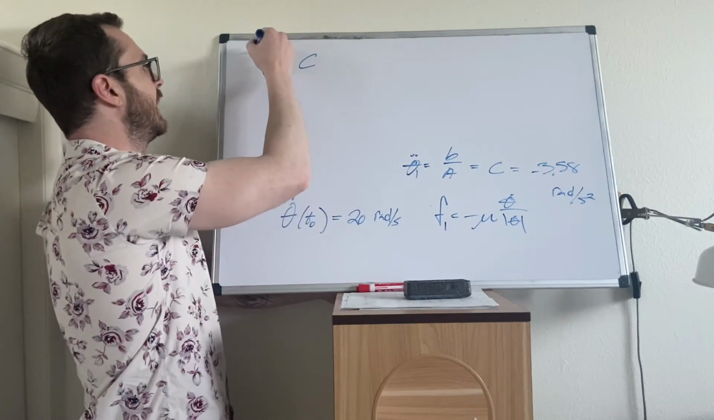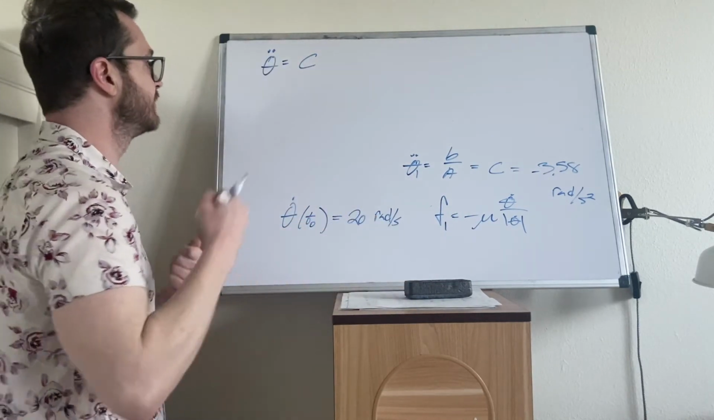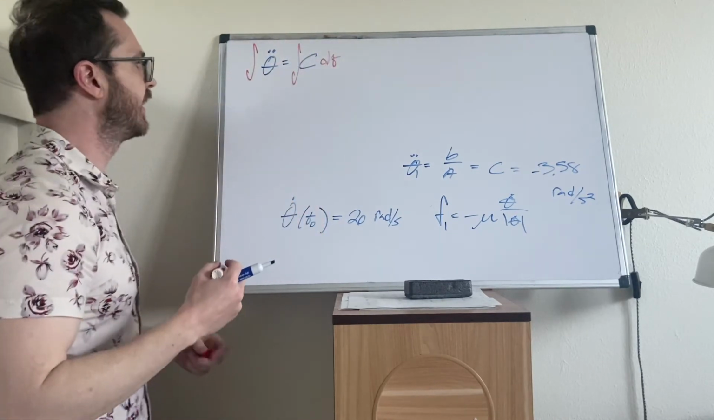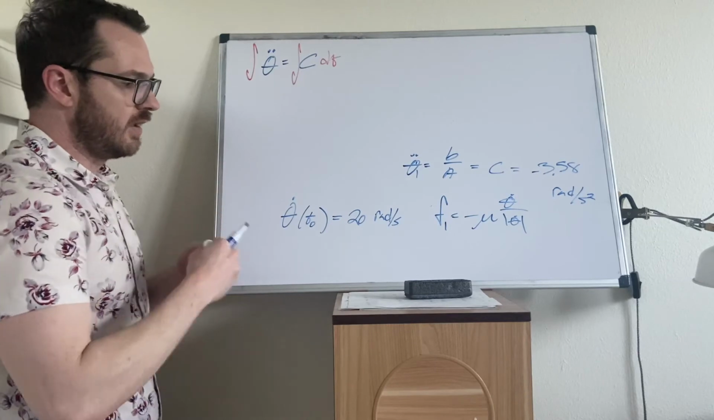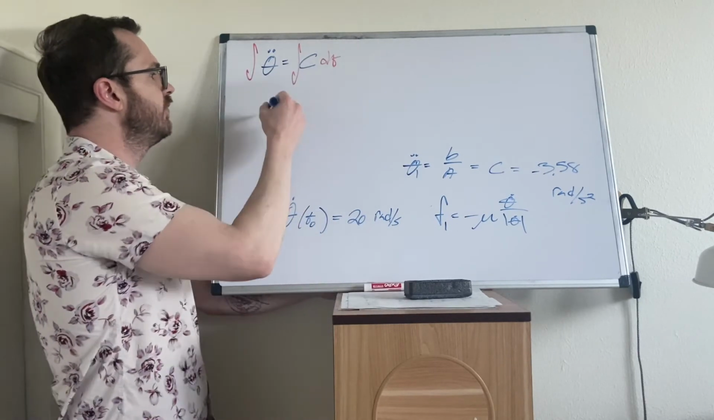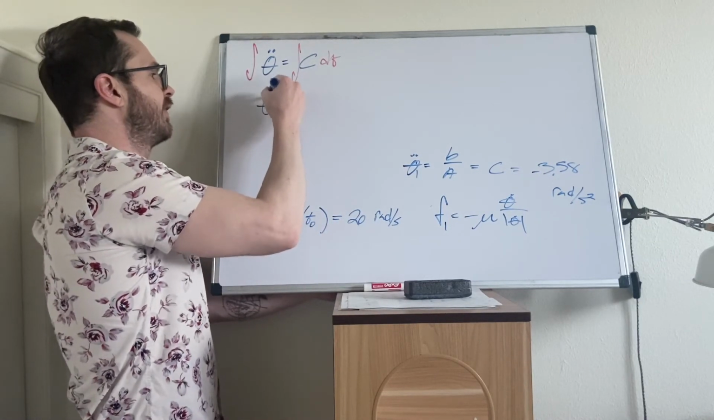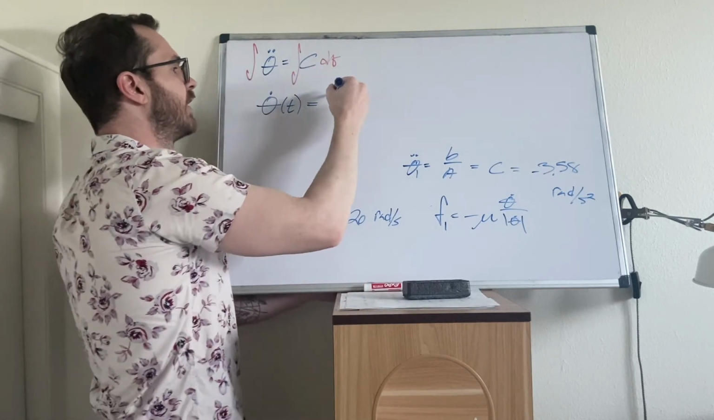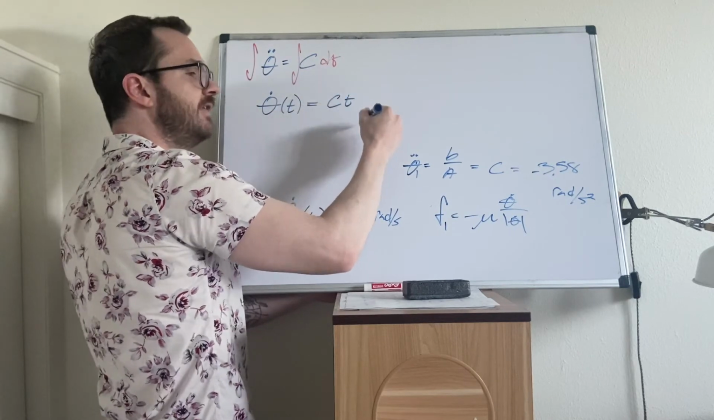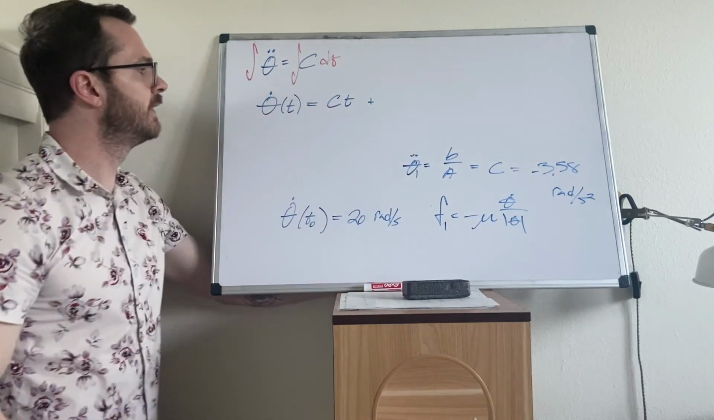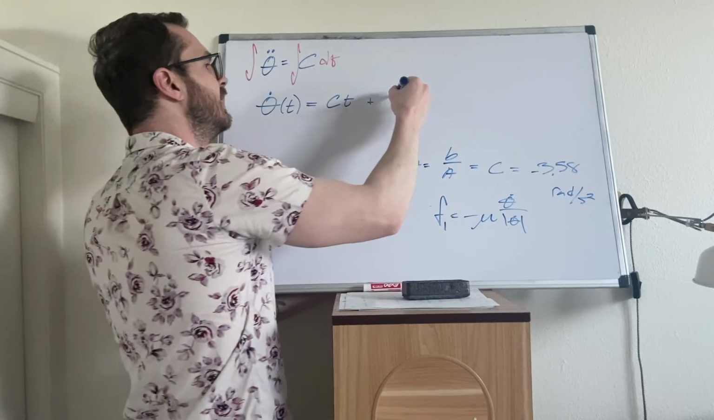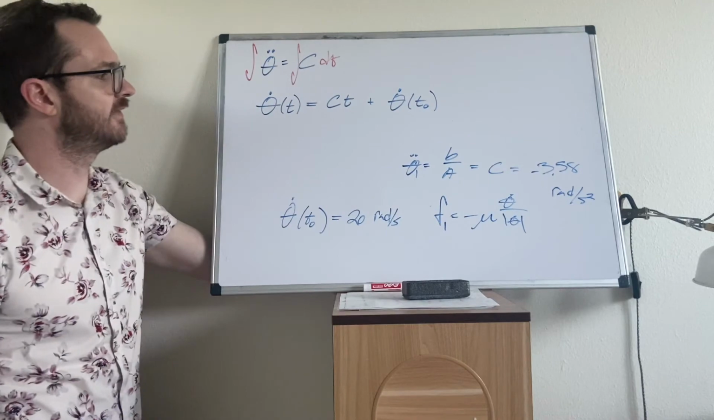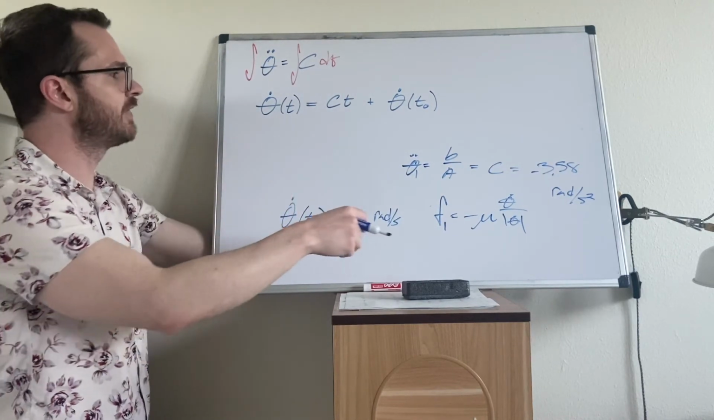Okay. We can analytically integrate these equations. So let's integrate both of them with respect to time, dt. And when we do this, we're going to get an equation for theta dot as a function of time. Integrate the first side, you get C times t plus some integration constant. The integration constant will be the initial angular velocity, so theta dot at time 0. Integrate this again.